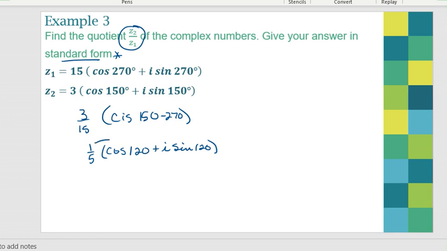Okay, to get back to standard form, all I have to do is distribute across. Okay, 1/5 times each of these. So I'm going to use 1/5 as a fraction, 1/5, and then cosine of 120. You know what? I'm in radian mode, and I got to get back to degrees. Okay, clear, and let's try this again.